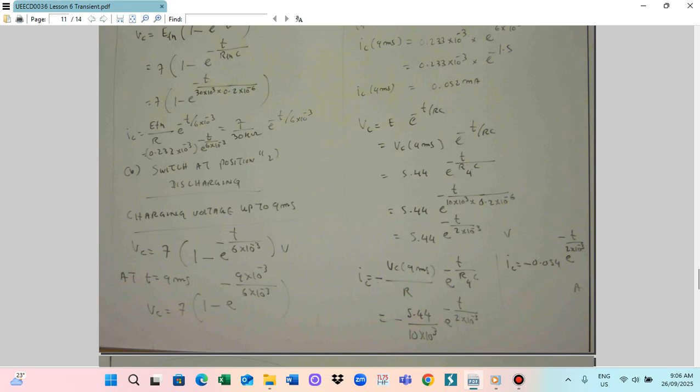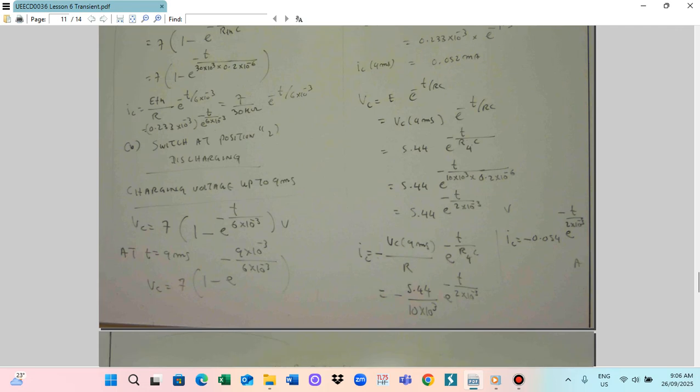5.44 divided by the resistance value that we already calculated, 10 kilo ohm, 10 into 10 power 3, E power minus C by R whole C. So R whole C is 2 into 10 power minus 3. And then you get the current IC. So current IC we calculate. This formula gives minus 0.054 into 10 power minus 3. So IC you can calculate as minus 0.054 E power minus C divided by 2 into 10 power minus 3 ampere.